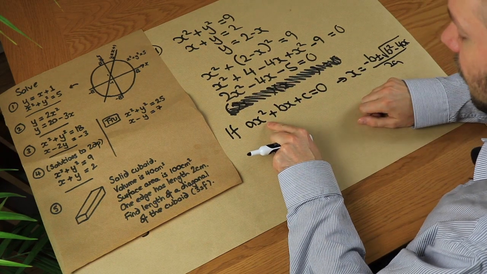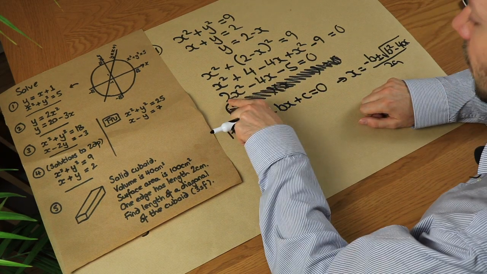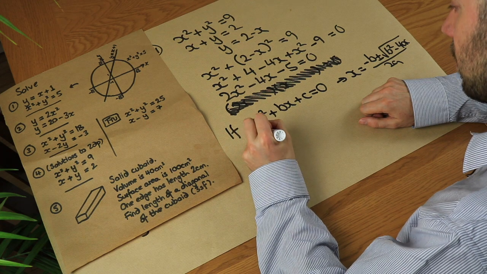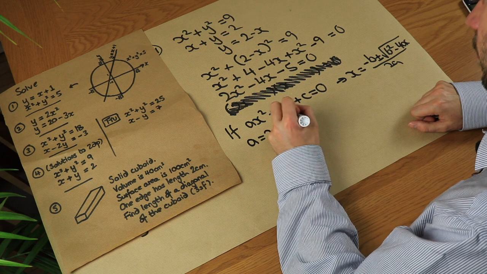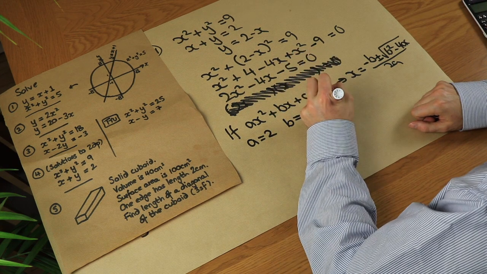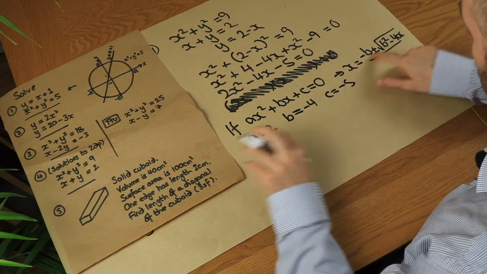A is the number in front of the x squared, the coefficient of the x squared as we call it, which is 2. So I'm going to write out a is 2. B is the number in front of the x, which is minus 4, not 4. And c is this number here, which is minus 5. And let's just substitute it into this now.